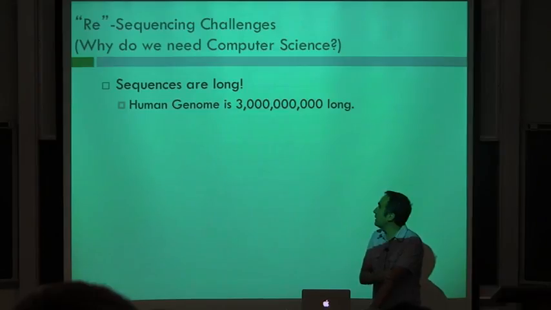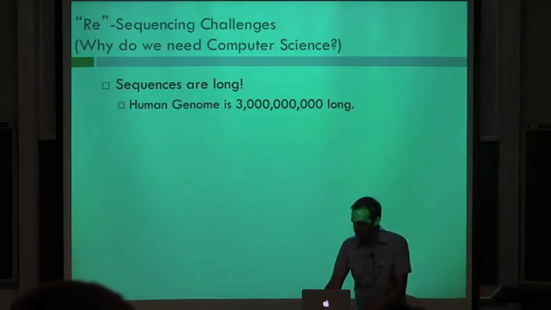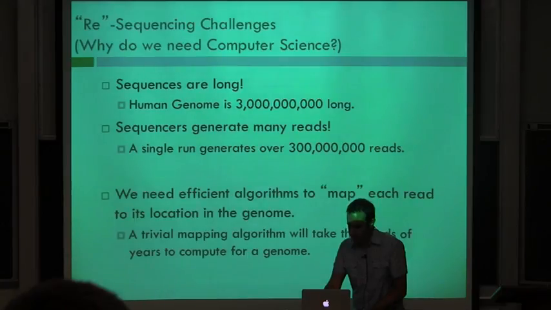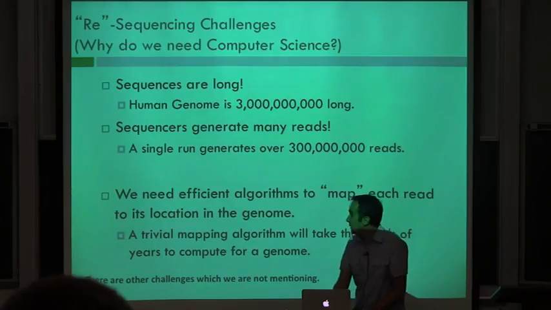Okay. Why do we need computer science? So the sequences are long. The sequencers generate many reads, and we need efficient algorithms to match each read to the genome. And there are other challenges which we're not mentioning.